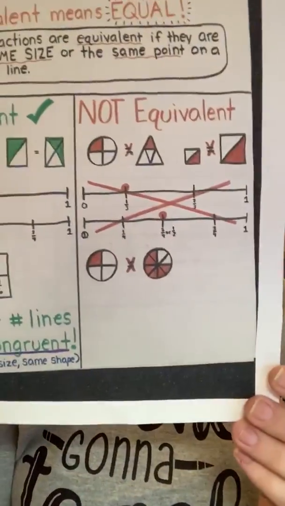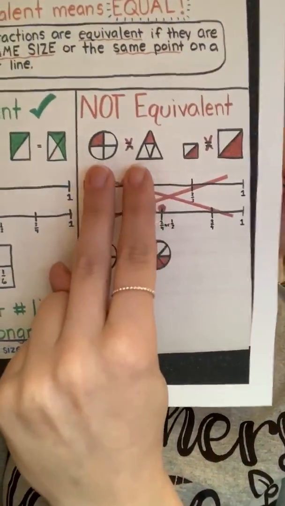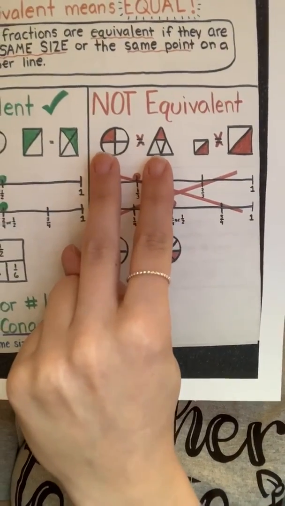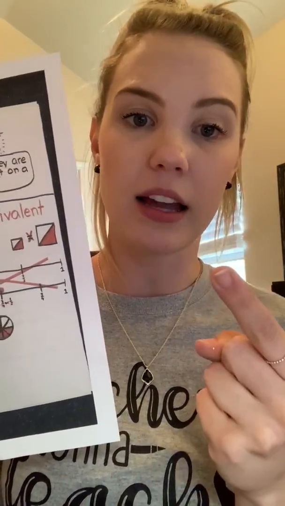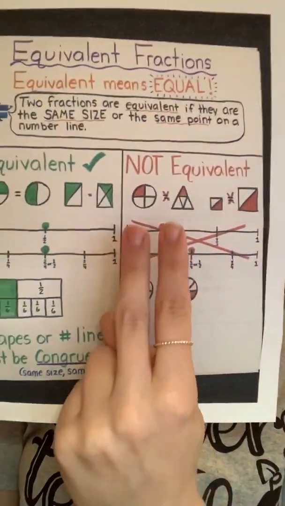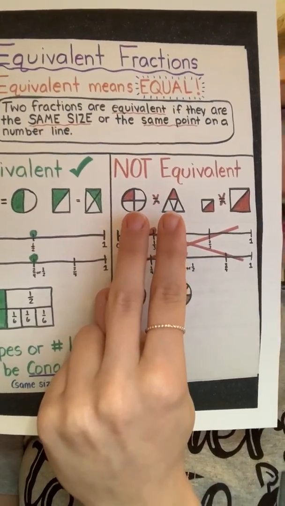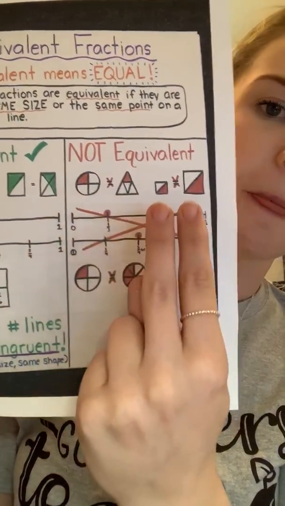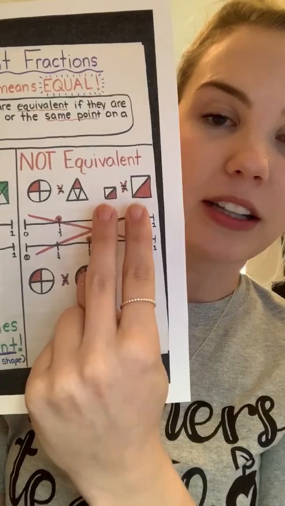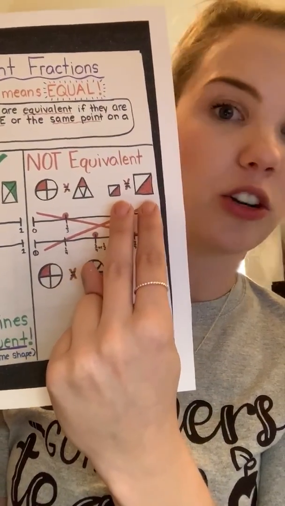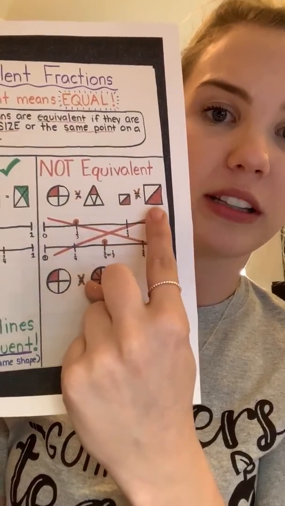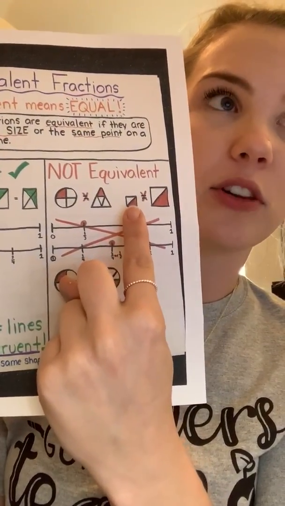Now here's some non-examples. Even though these both show 1/4, they are not the same shape. And remember, in order for those fractions to be congruent, they have to be the same size and the same shape. Even though these are about the same size, they're not the same shape. These two, they look the same except for one's big and one's little, right? They're the same shape, but they're not the same size. So even though this is 1/2 and this is 1/2, they're not equivalent.